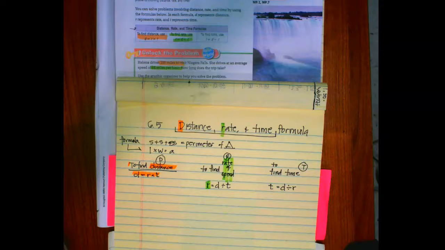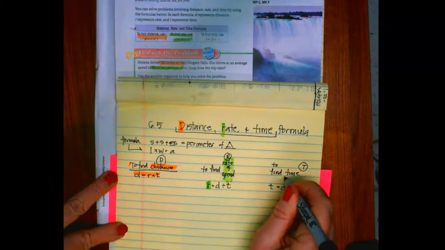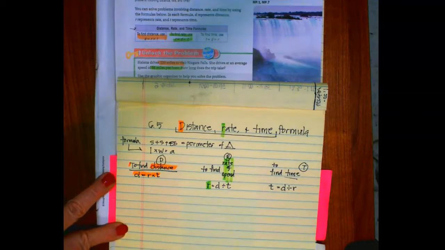Our first problem. Helena drives 220 miles to visit Niagara Falls. She drives at an average speed of 55 miles per hour. How long does the trip take? So we are looking for finding time. So what we want to do is take what we know and plug it into the problem.